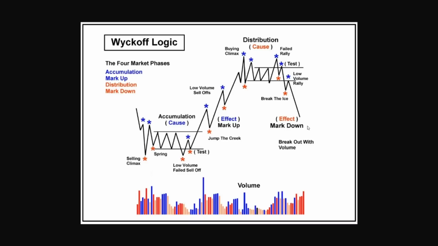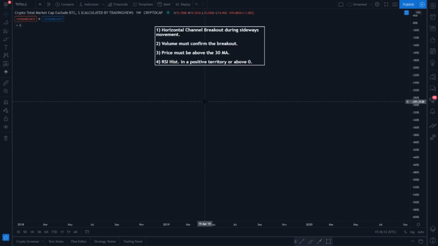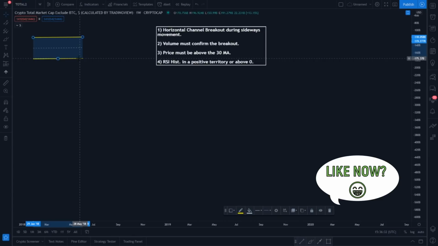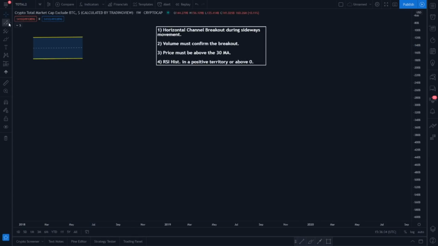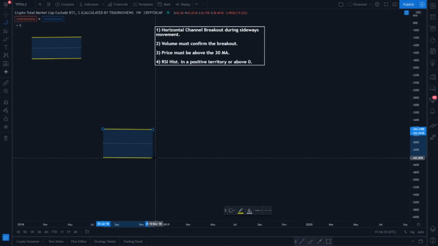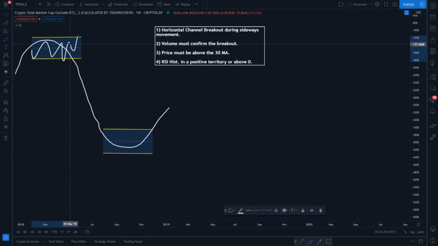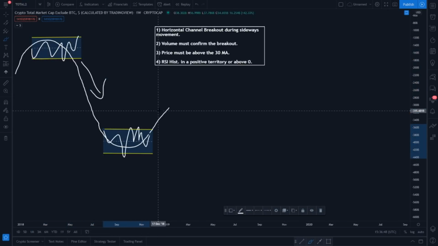Now we are going to start implementing this strategy in our analysis. So let's switch the chart. Now let's begin with our strategy. You can see there are 4 criteria I'll be looking for. The first thing is a horizontal channel breakout, because I showed you with the previous example how the market likes to move, right? If this here is a market cycle, this here would be a distribution phase, markdown phase, again an accumulation phase, and again a markup phase. And this is how the market tends to work.